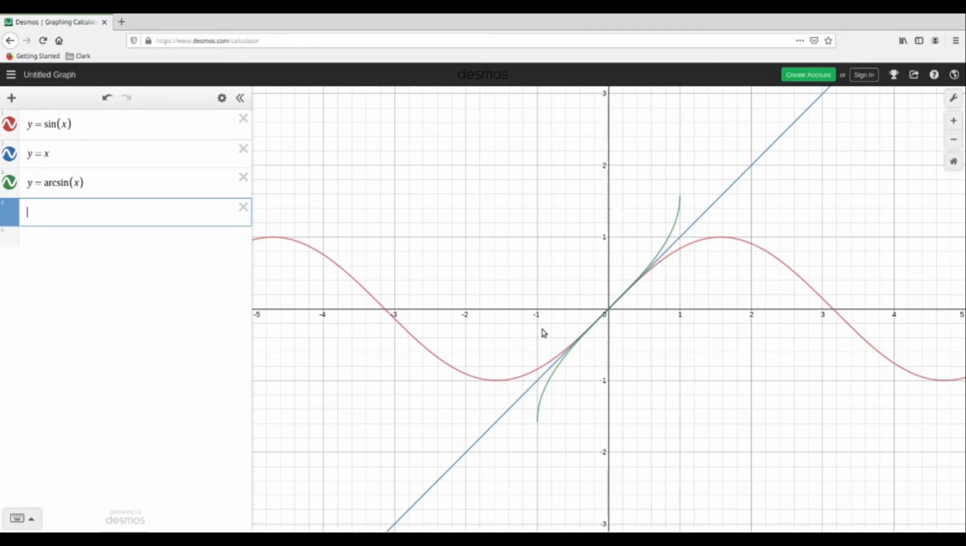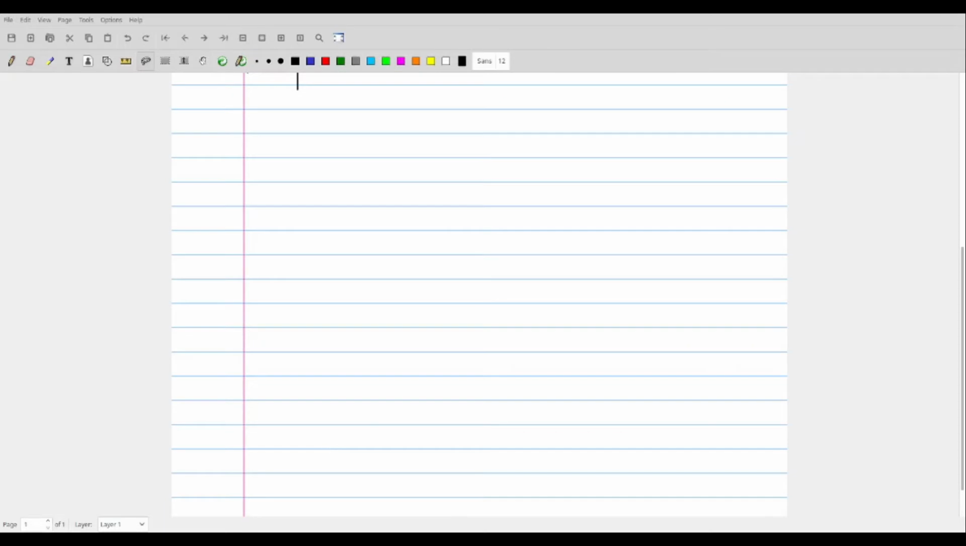But this is exactly what the arcsine function looks like, and is the correct way of defining this inverse trig function. So geometrically speaking, this makes a lot of sense. Now it's important to stress that this function has a restricted domain. That's the first thing that's very important to stress.